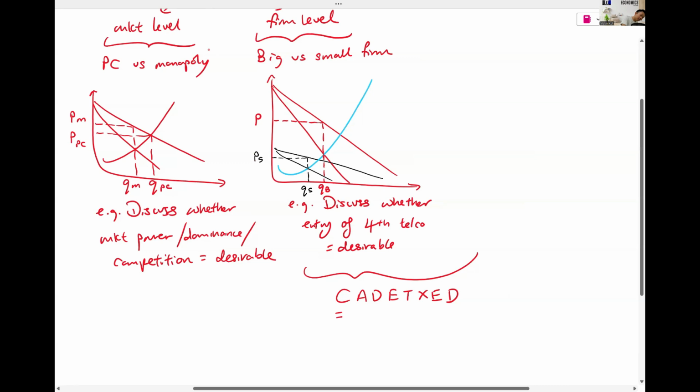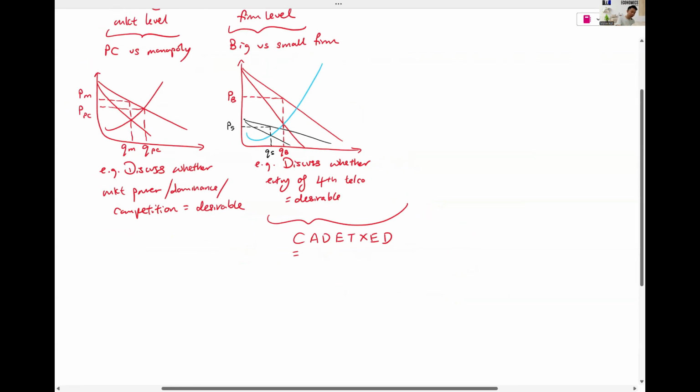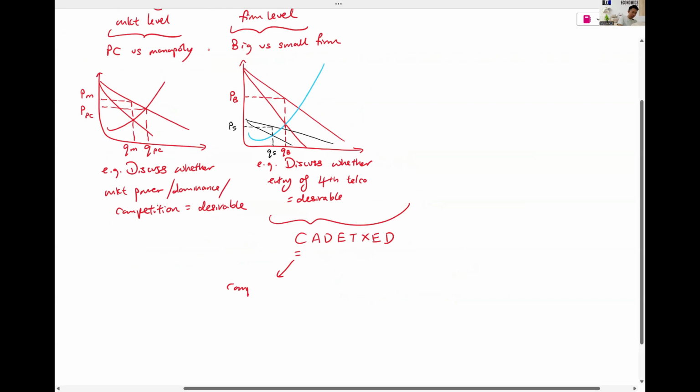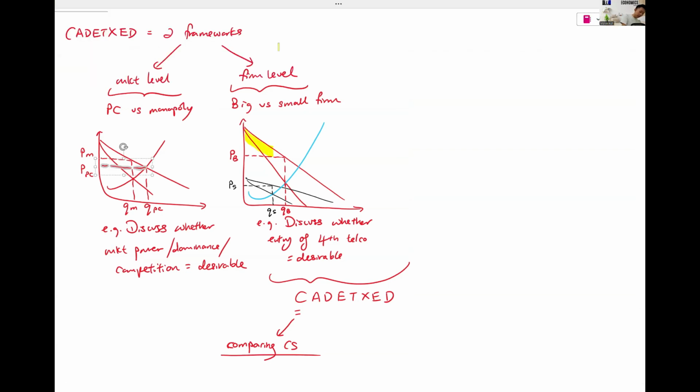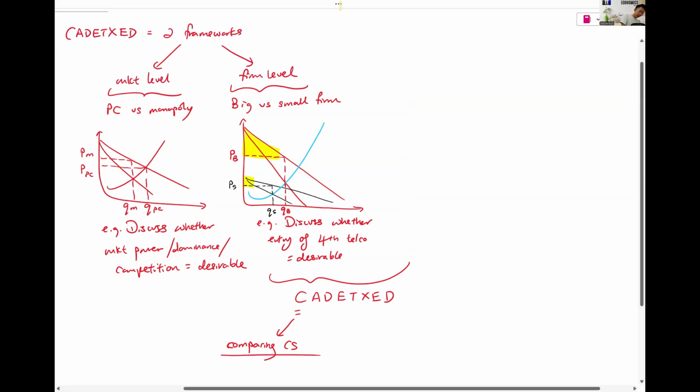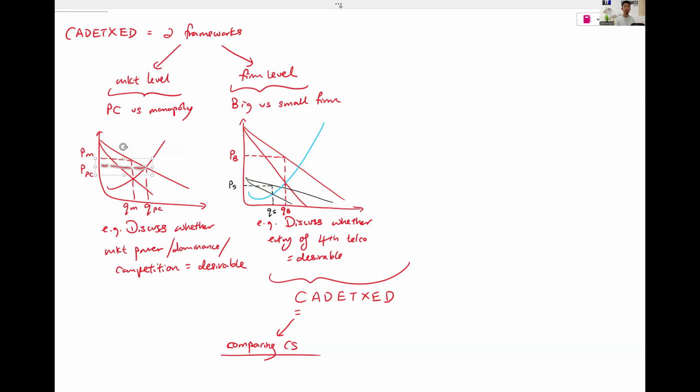You see, just to remind you, when comparing consumer surplus, it's not affected by the number of firms. Okay, we have to talk about the number of firms, but this is how we explain it. Some of you are very inclined to take this and compare straight away with this, right? You cannot do that. Why? This is just comparing a big firm and a small firm. Consumer surplus is a market level concept.